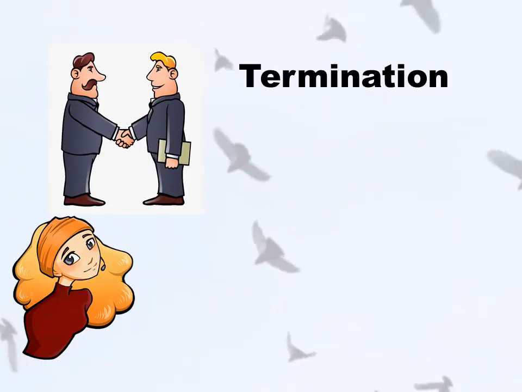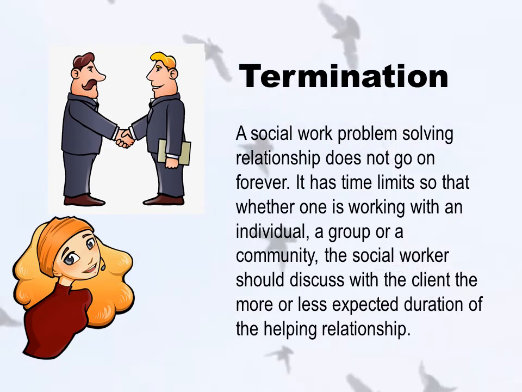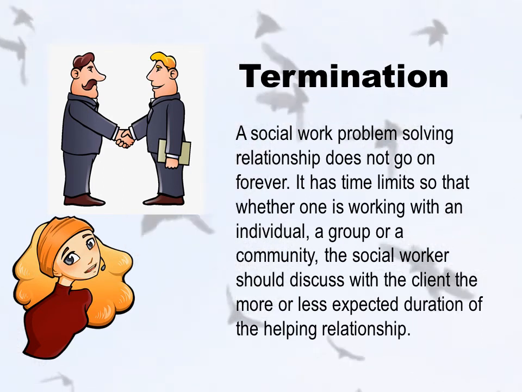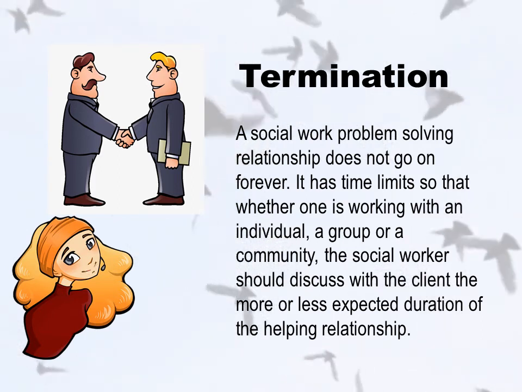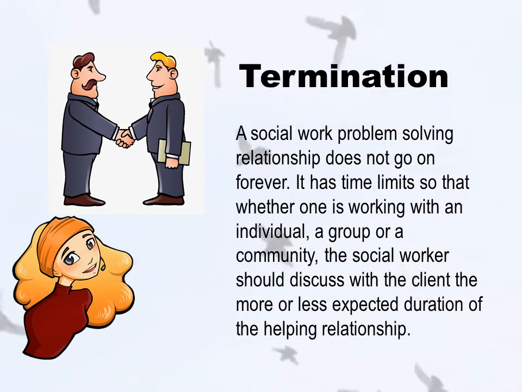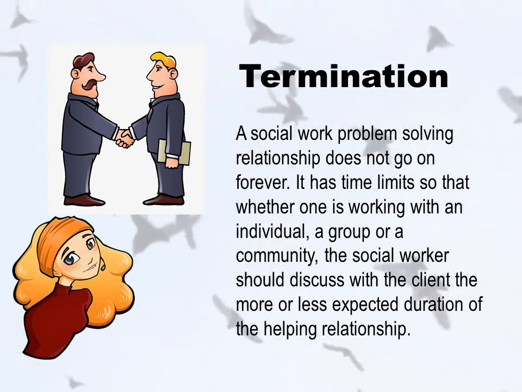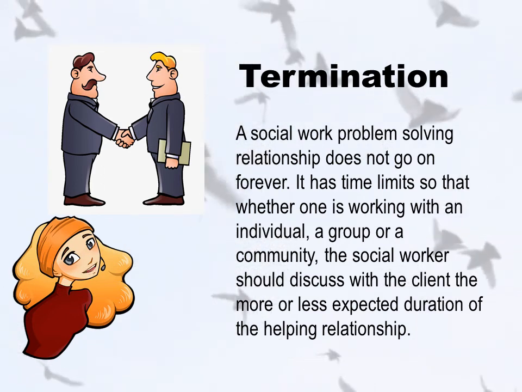And the last part of the helping process is termination. A social work problem-solving relationship does not go on forever. It has time limits, so whether one is working with an individual, a group, or a community, the social worker should discuss with the client the more or less expected duration of the helping relationship. It should be made clear to the client that disengagement is the natural conclusion to such a relationship, regardless of the nature of the client's problem.